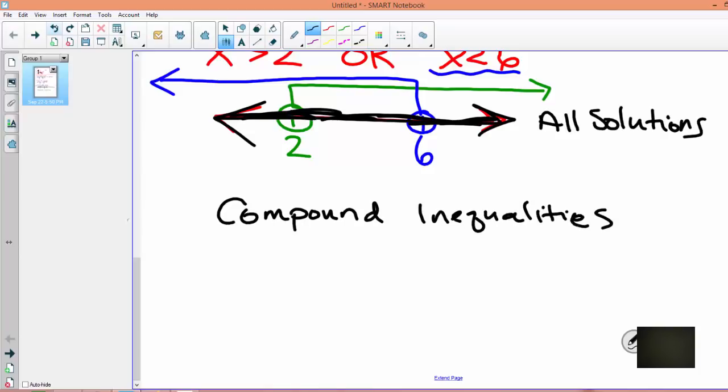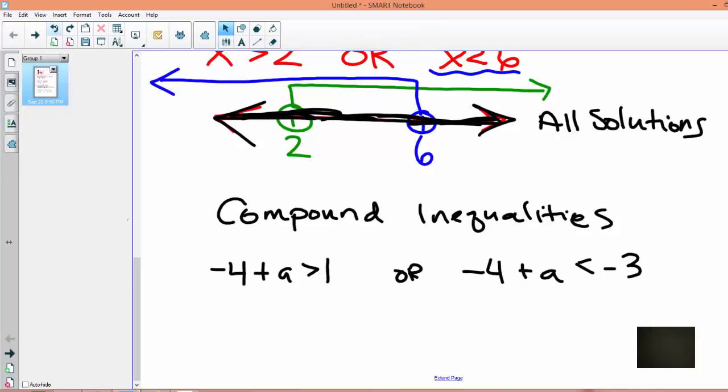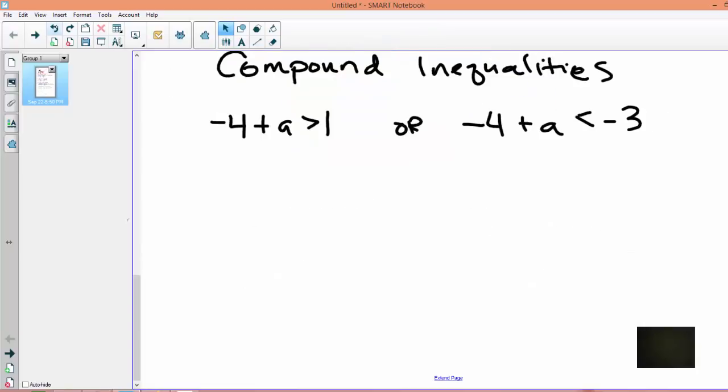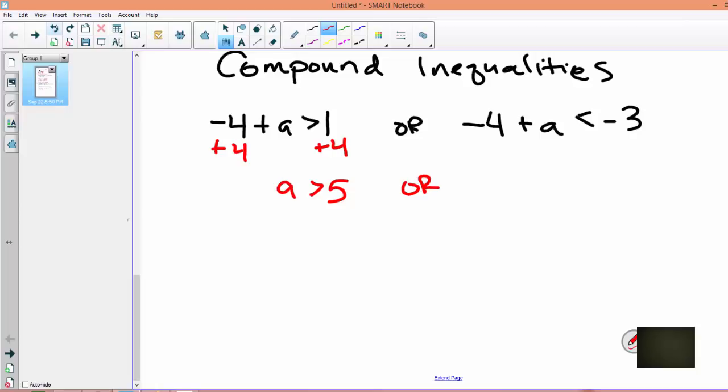So I'm going to give you one to try. -4 plus a is greater than 1, or -4 plus a is less than -3. See what you can do. So you should have added 4. You would have a is greater than 5, the word "or", and then over here you would have added 4, and you have a is less than 1.